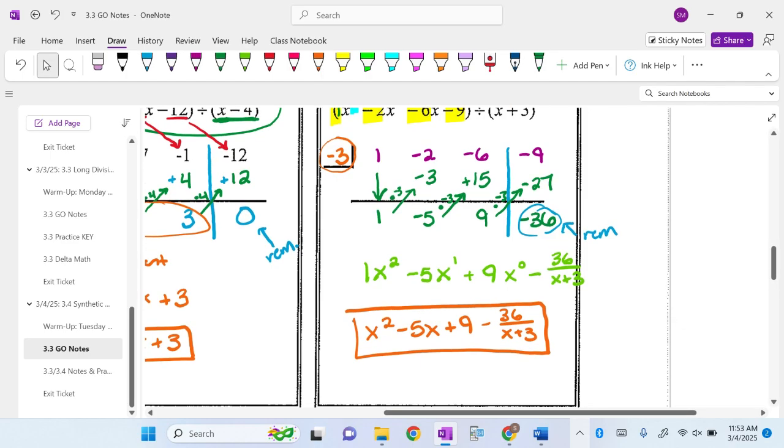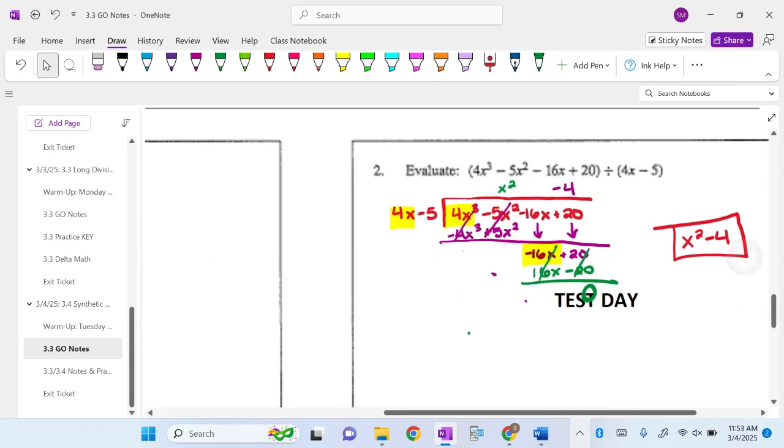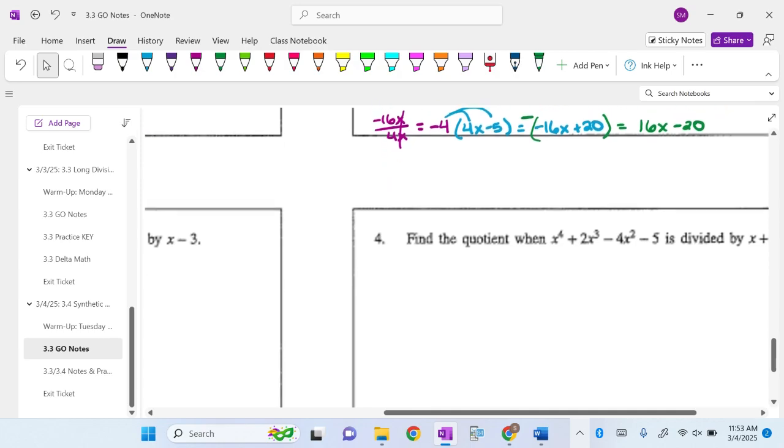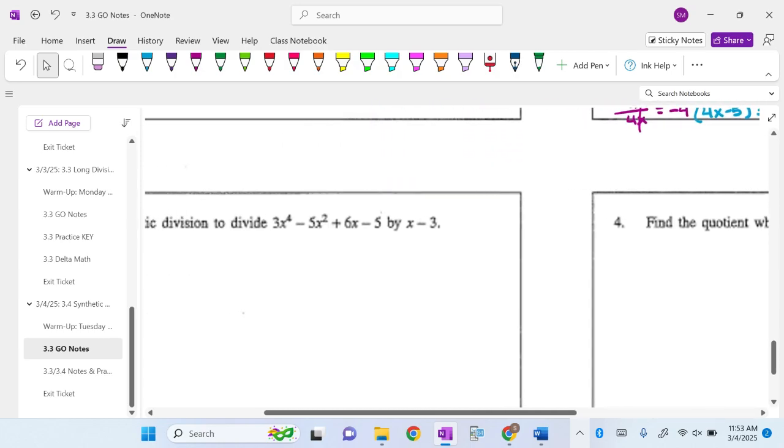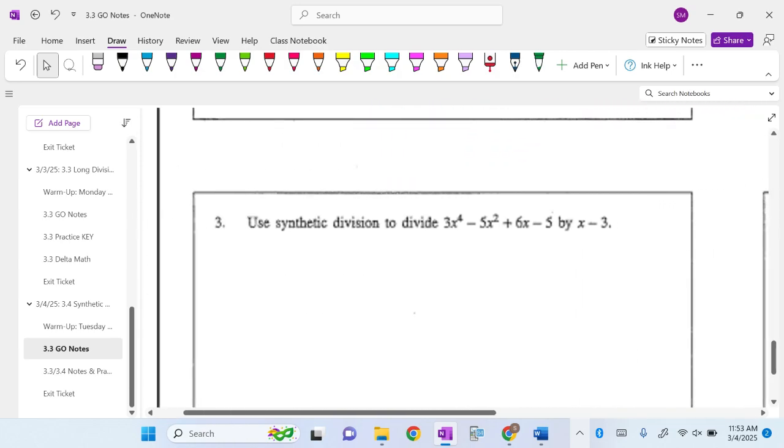All right, let's do one more example. So look on the back and look at number 3.